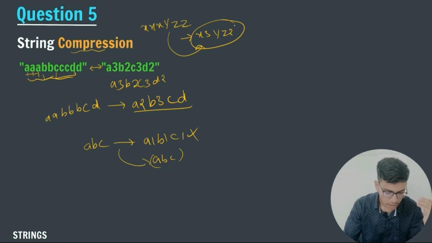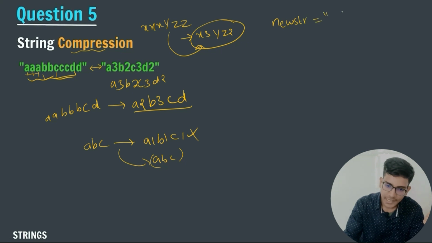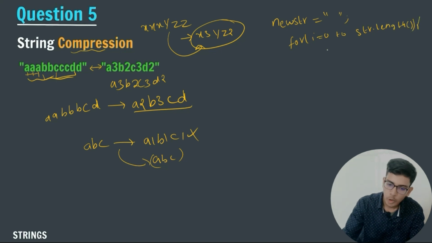To do this question, first of all, I am creating a new string and assigning it empty initially. After that I will run a for loop, for int i equals 0 to str.length, that is my string length. And in the loop, I'm going to create my count variable. Count is equals to 0.